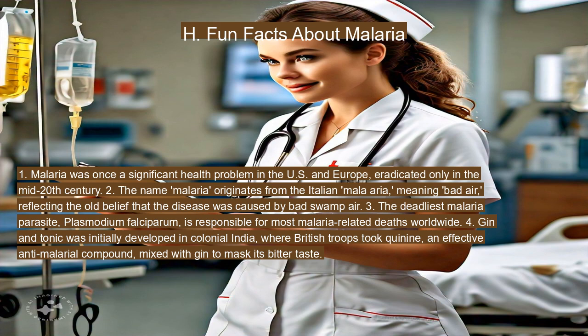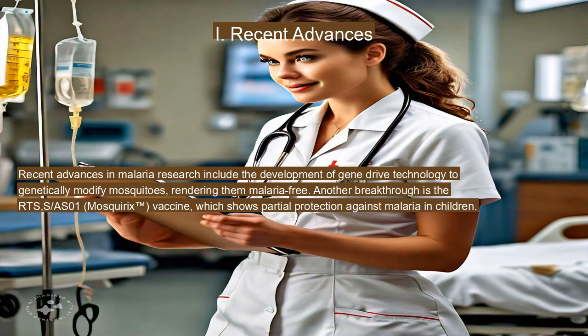4. Gin and tonic was initially developed in colonial India, where British troops took quinine, an effective anti-malarial compound, mixed with gin to mask its bitter taste. Recent advances. Recent advances in malaria research include the development of gene-drive technology to genetically modify mosquitoes, rendering them malaria-free.